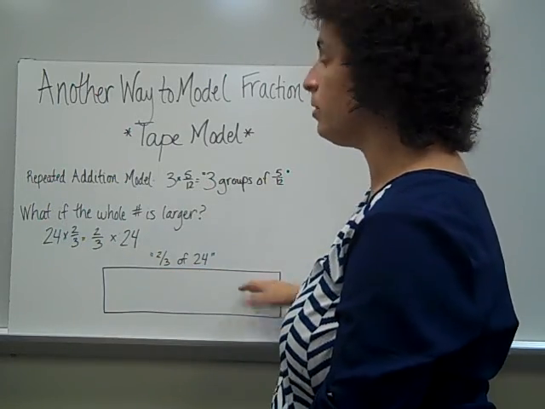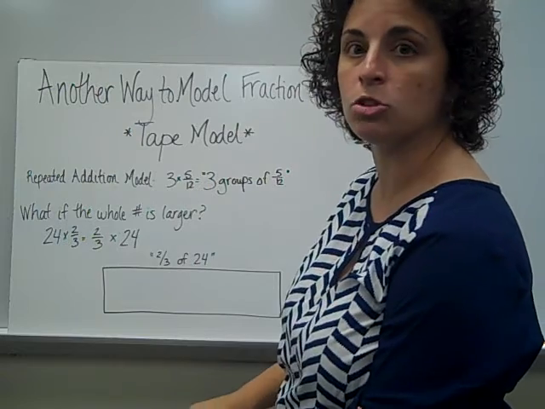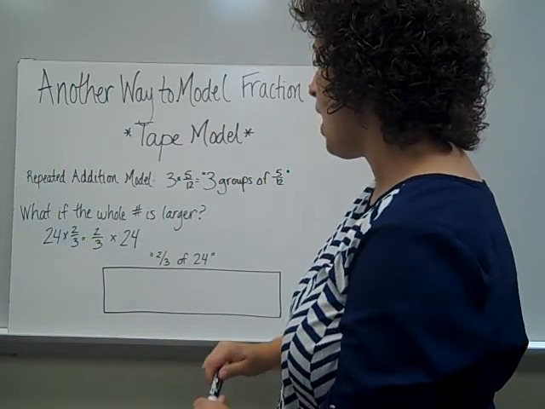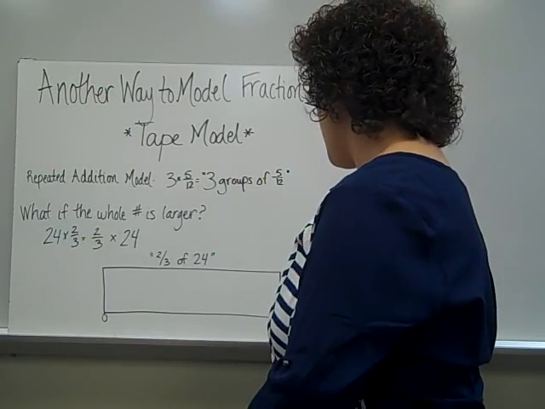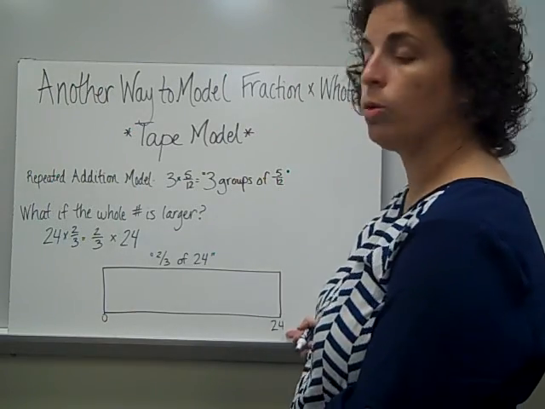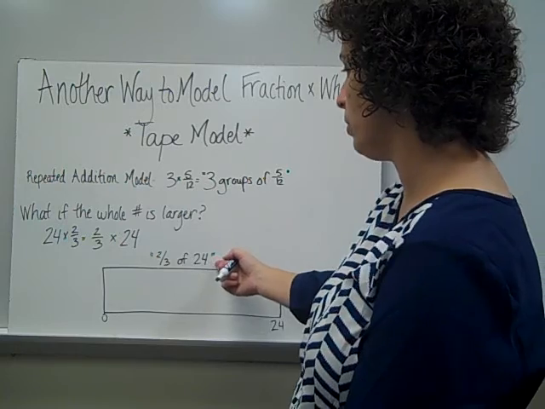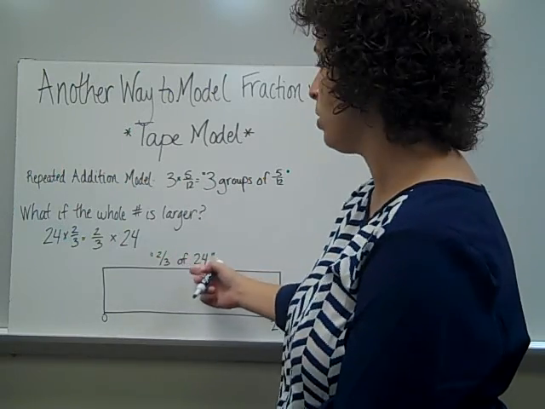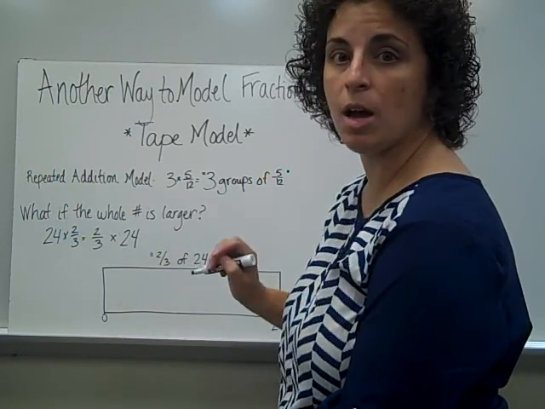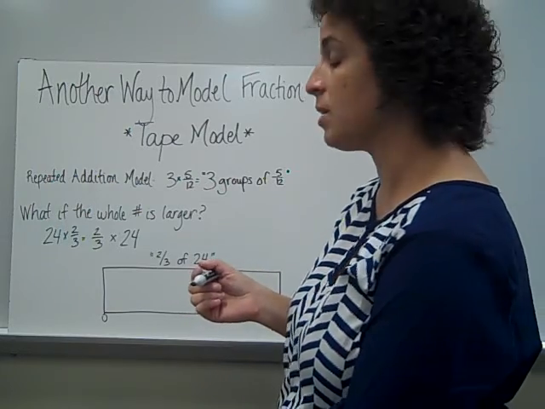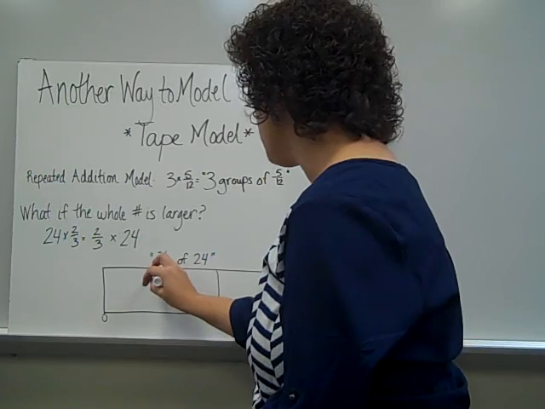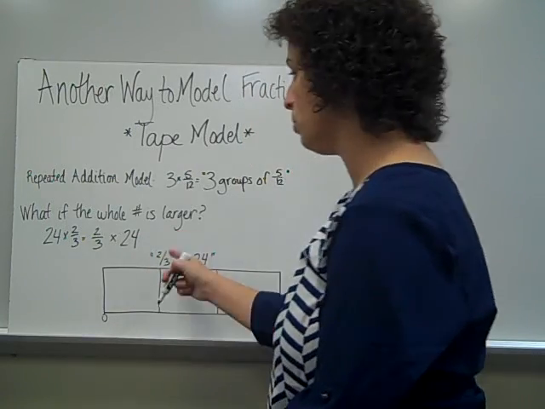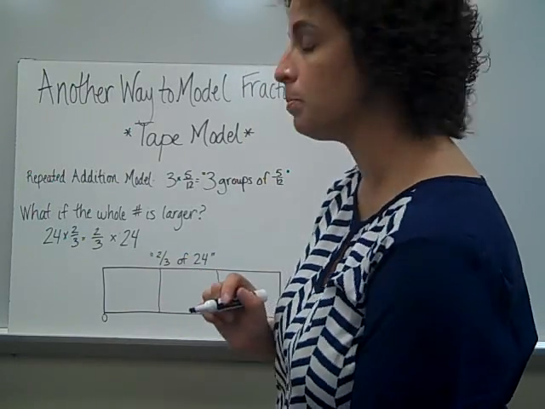Well, this tape model probably got its name because it looks like a long strip of tape, just a rectangle here. I'm going to think of this as a number line down here at the bottom, and this whole rectangle would represent all 24. Well, I don't get all, I get 2/3. You remember the denominator tells me the number of equal sized pieces I'm supposed to have, so I'm going to cut this tape model into 3 equal parts because my denominator is a 3.